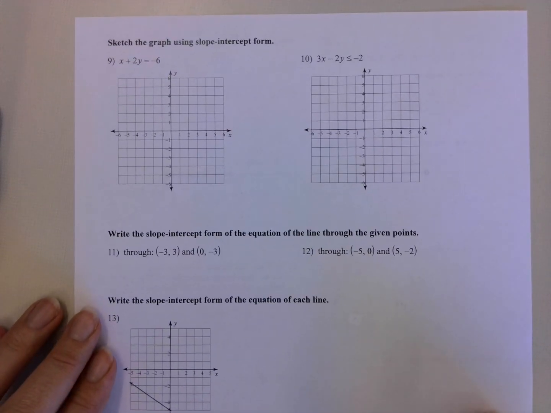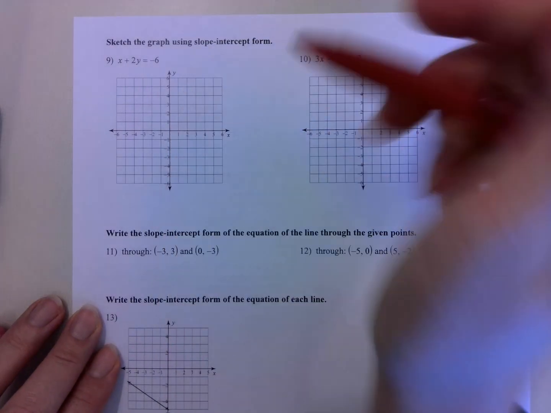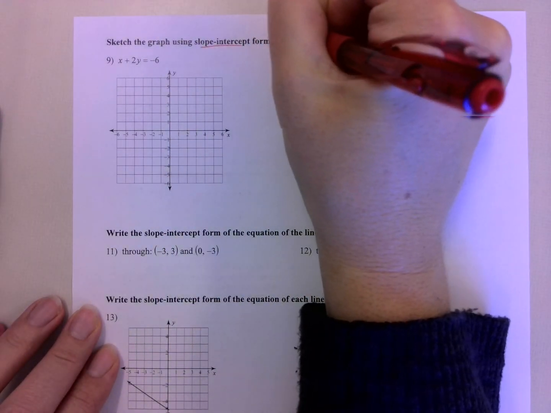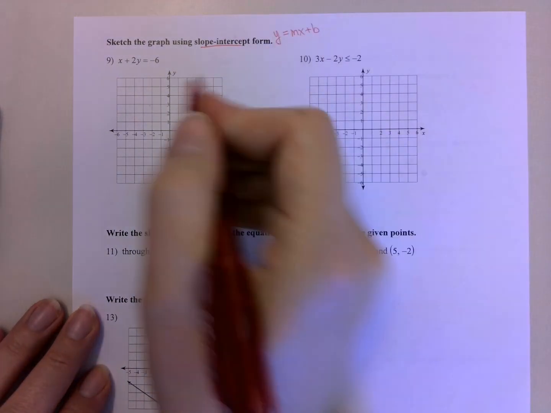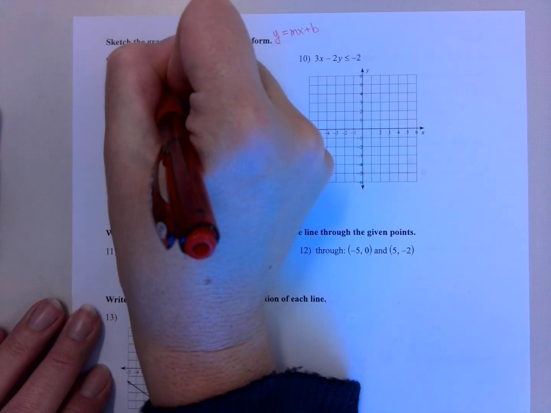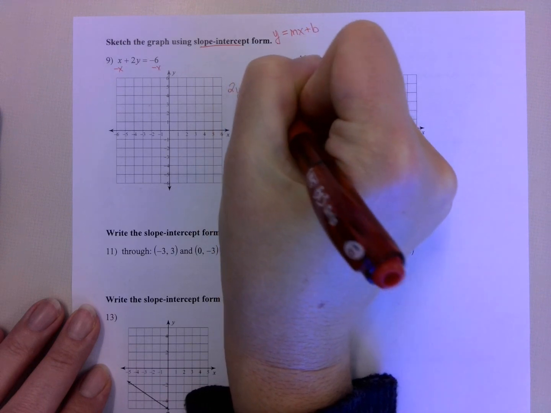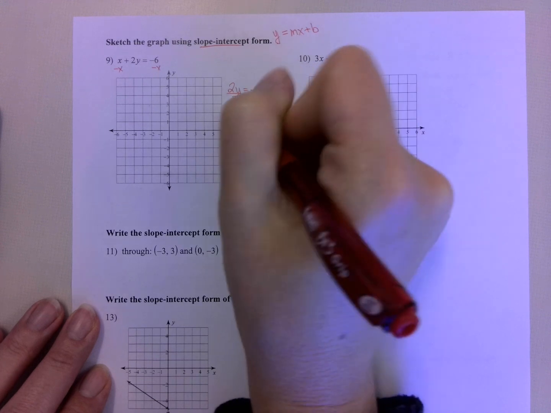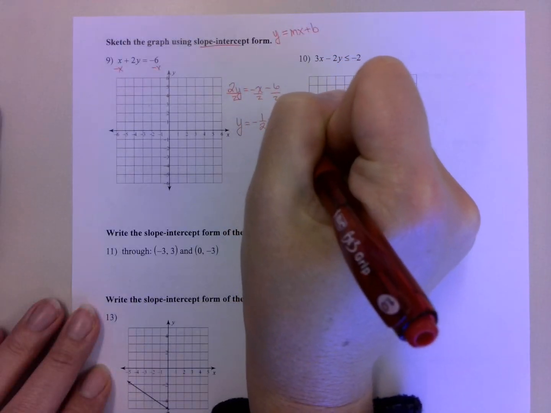So looking at number 9 and 10, they're telling me to put them in slope-intercept form. So I need to solve both of these for y equals mx plus b. All right, so here we go. I'm going to subtract the x from both sides, and I get 2y equals negative x minus 6. Divide everything by 2, and I get y equals negative 1/2 x minus 3.